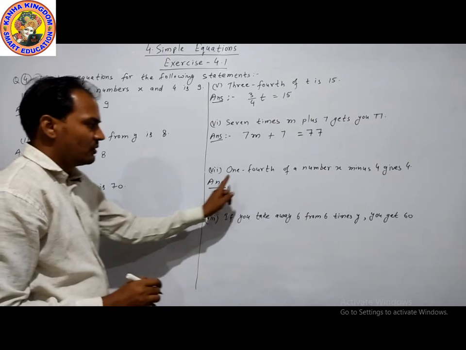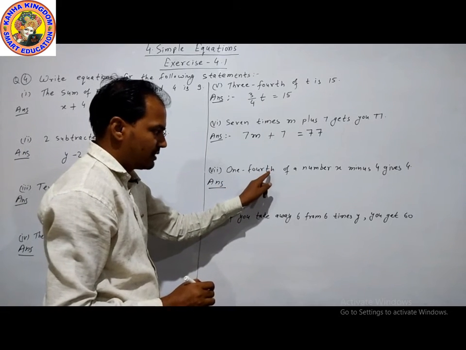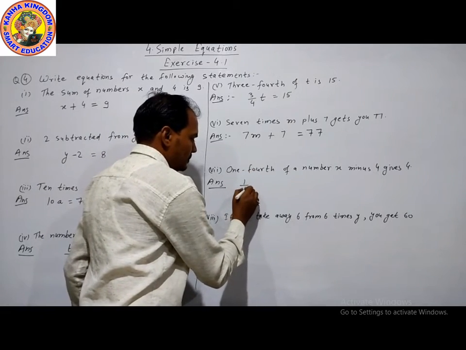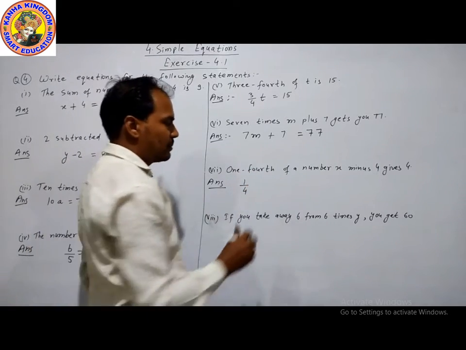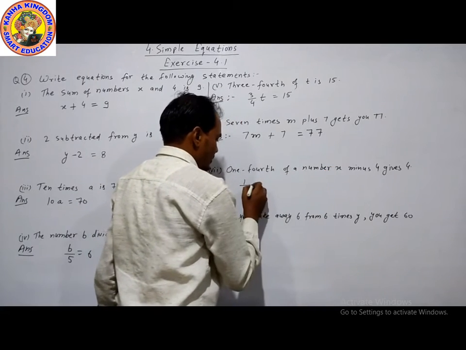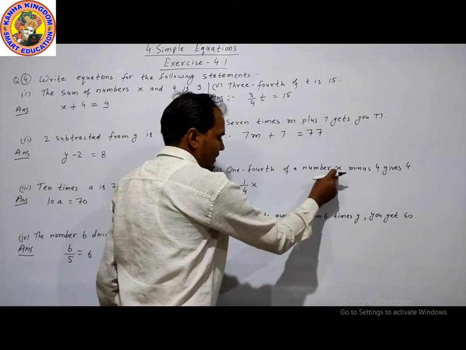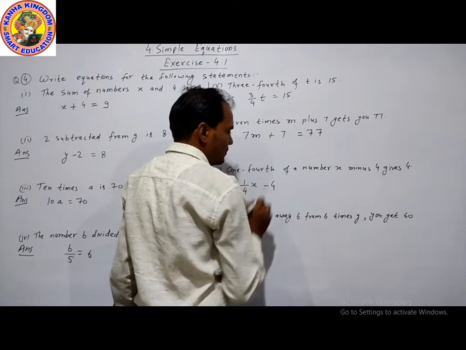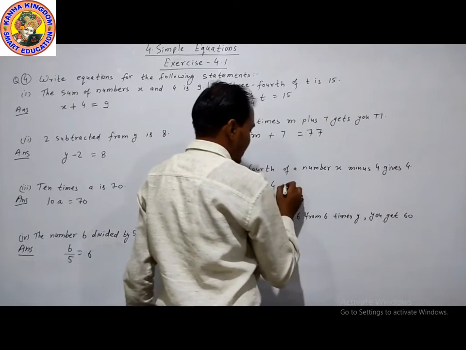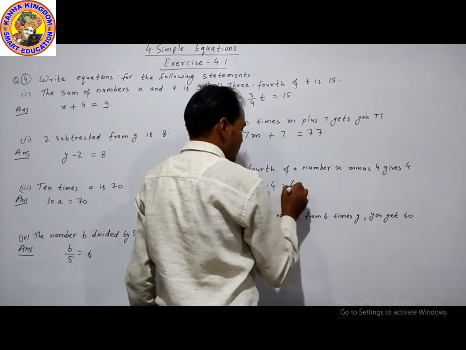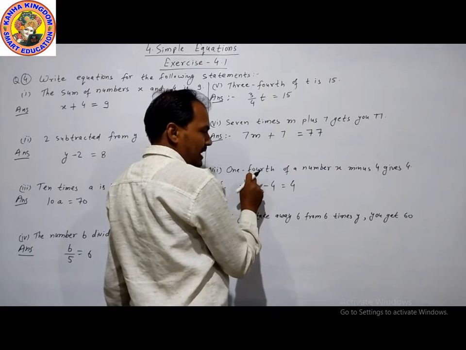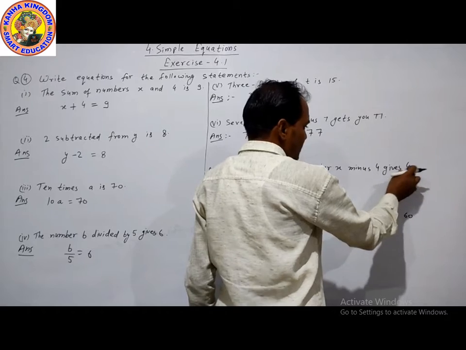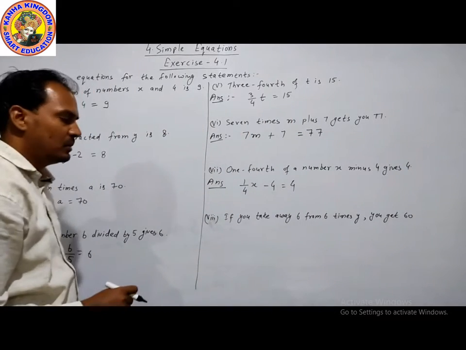Next is 1/4th. This is the denominator part. 1 upon 4 of means multiply x. 1/4 of x minus 4, the result is 4. So 1/4 of x minus 4 gives the result 4, which means equal to 4.